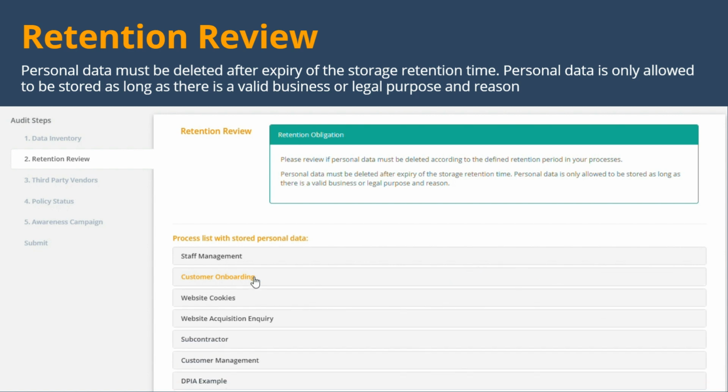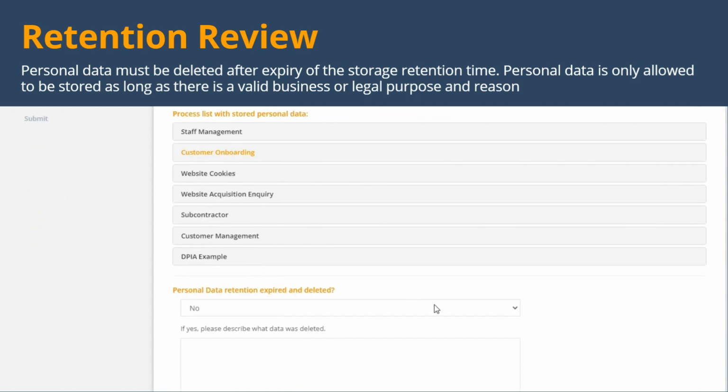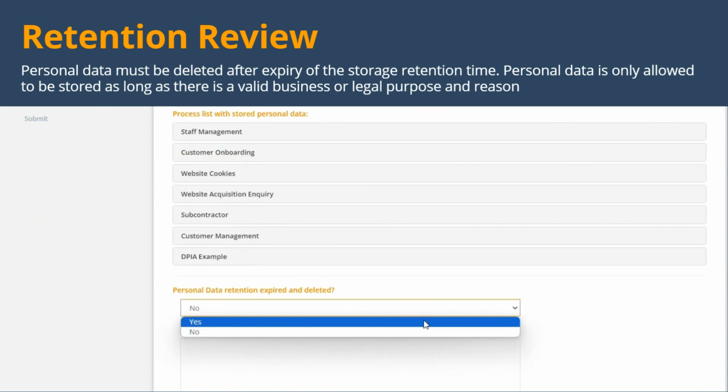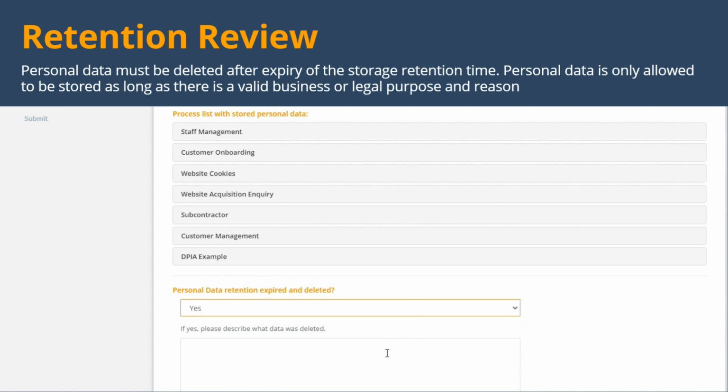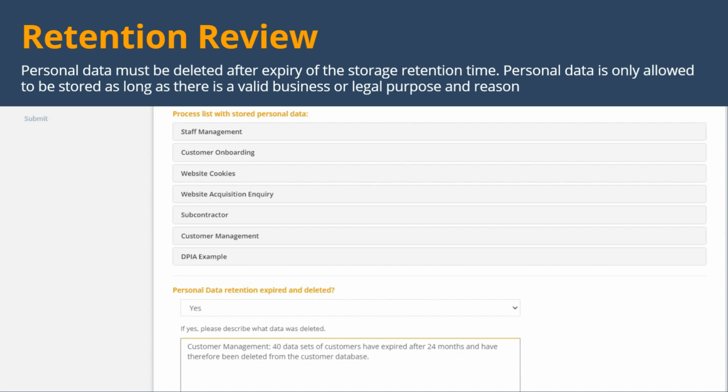If retention periods have expired and you have had to delete personal data, please let us know in which process this was done and how. For example, 40 data sets of customers have expired after 24 months and have therefore been deleted from the customer database.